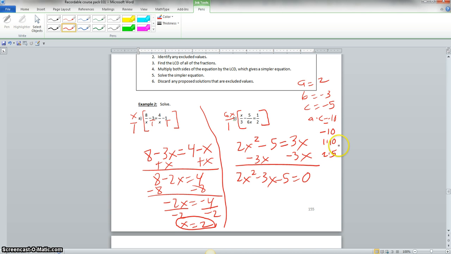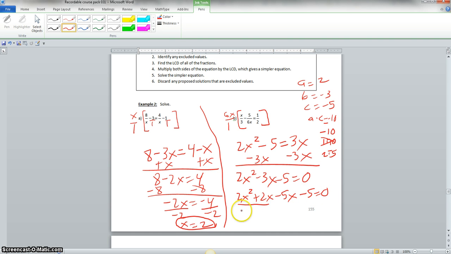Now, what we have to do is this here. Whenever your C is negative and your B is negative, that means that the higher numbers are negative. So the 10 will be negative here, and then this 5 will be negative here. So now, when we add these together, we have to pick the one that will give us negative 3. 1 plus negative 10 is negative 9, so we know we don't use that. 2 plus a negative 5 is negative 3, so we'll use 2 and negative 5. So we'll have 2x squared plus 2x minus 5x minus 5 equals 0.